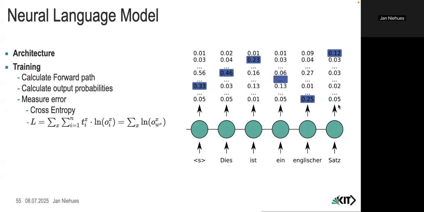Does anybody remember when we stop? What is the typical stopping signal for this autoregressive generation? Yes, when we predict the end token. Exactly. So at some point we predict the end token, and then we stop.